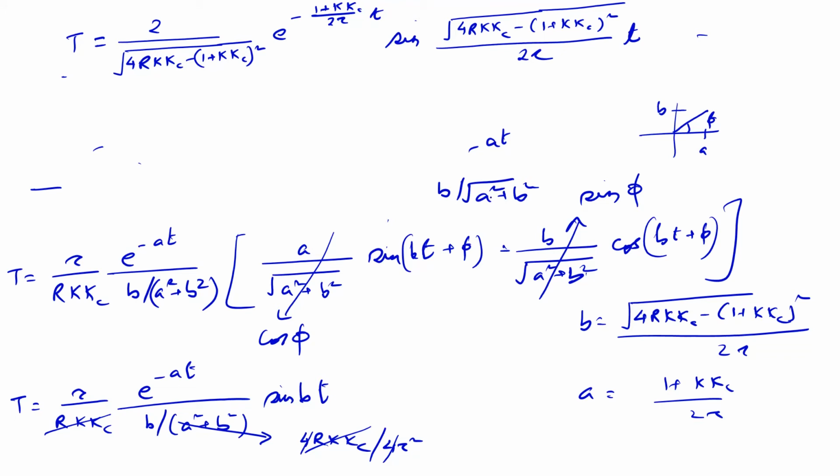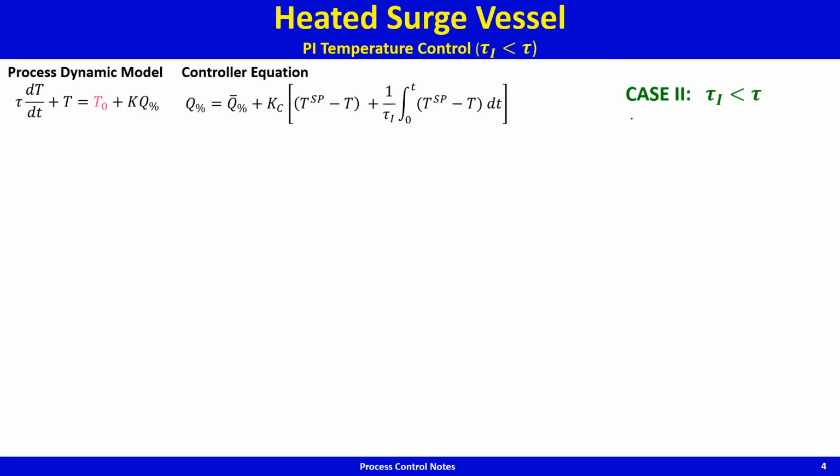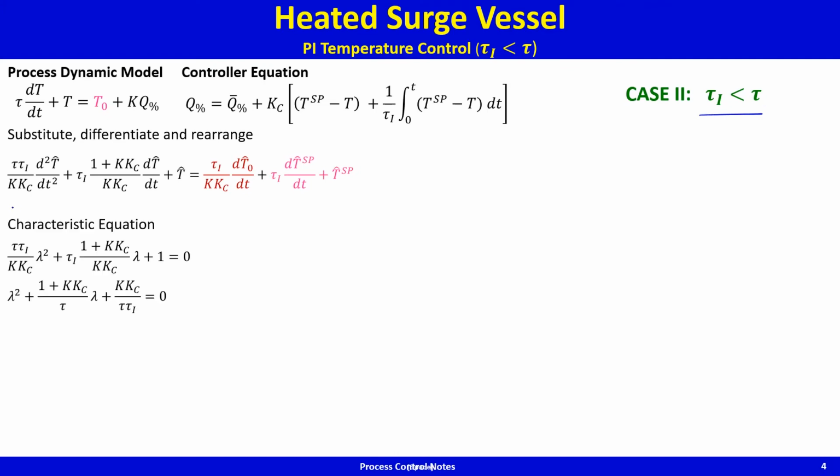So this is the regulator response that we eventually are able to obtain. This is the regulator response that we got by solving that ordinary differential equation. So let's just summarize whatever we derived. So here's the process dynamic model. Tau I is less than tau. Substitute, differentiate and rearrange. This is the governing equation that we get.